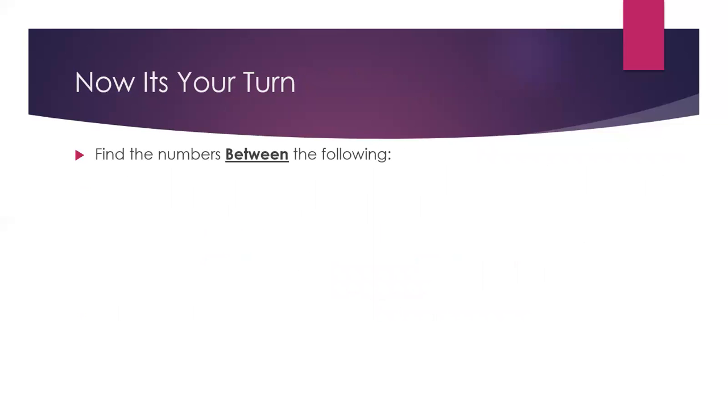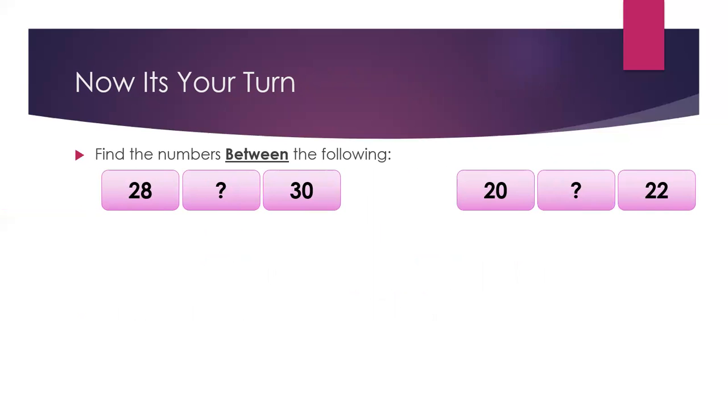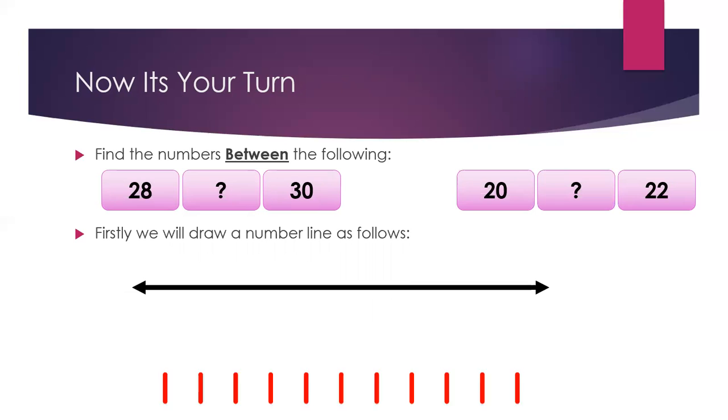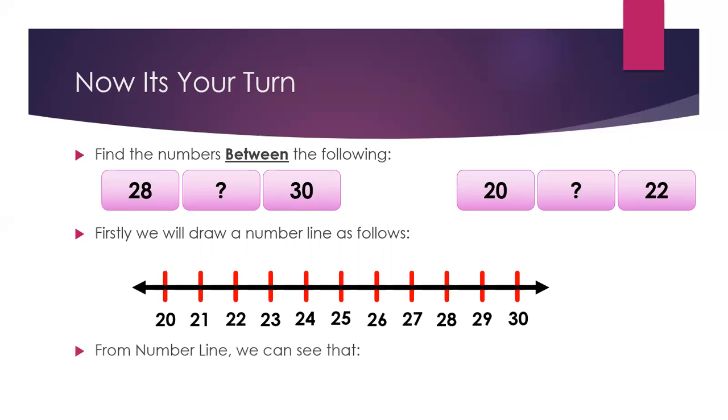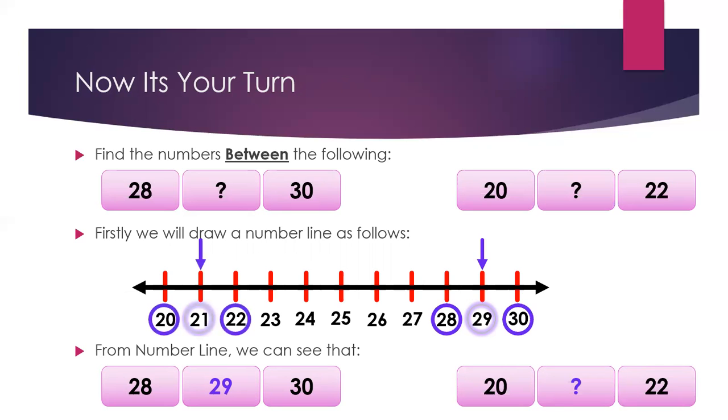Now it's your turn. You will tell me which numbers are between the provided numbers. Here we have two questions. The first question is 28 and 30. To solve both the questions, I will draw the number line here. Now from the number line, we can see that the number between 28 and 30 is the number 29. Similarly, the number between 20 and 22 is 21.